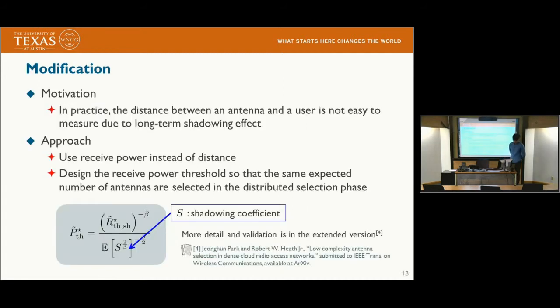The obtained selection threshold can be modified for the case that there is long-term shadowing. The detailed proof is in the extended version, but the intuition is to include the same average number of antennas in the candidate set as in the case of no shadowing. Therefore, by this intuition, when the shadowing factor degrades the signal power, the threshold should be increased to compensate for it, as you see in this case.